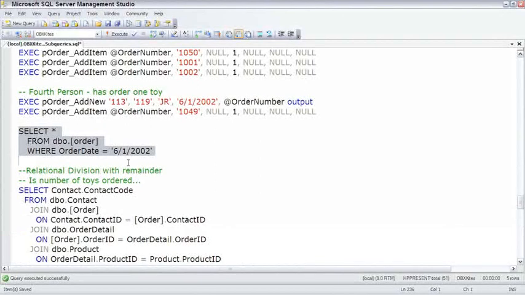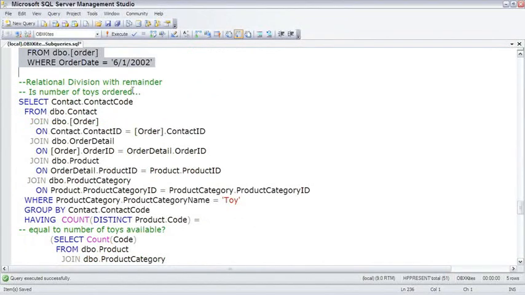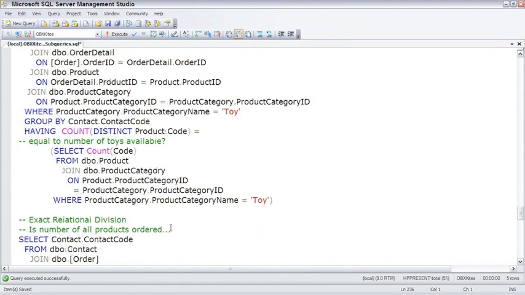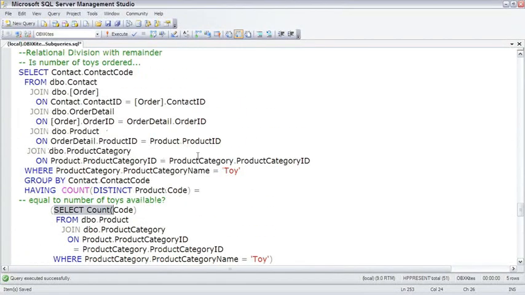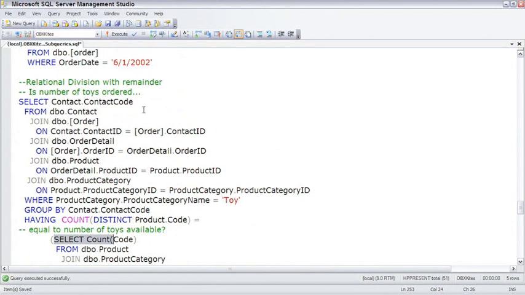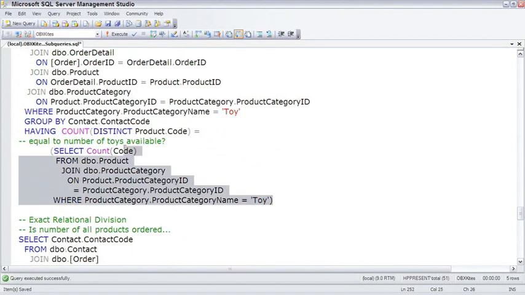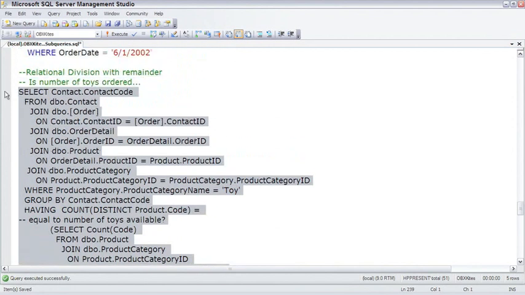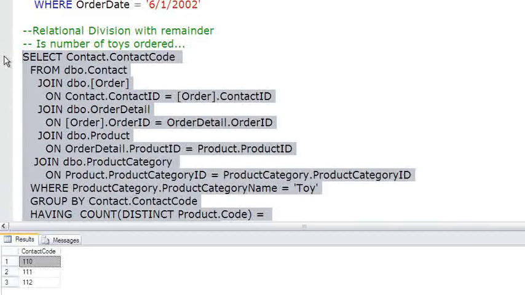So the first relational division query here is with remainder, meaning we're allowed to have other additional items ordered besides just toys. Or in the textbook example, it would find students who have taken every required course and possibly some other electives or other courses as well. So we're basically going to say, is the number of toys ordered equal to the number of toys available? And so this basically does a count, and some of this code references aggregate functions we're going to see in the next lesson. But the key is how the subqueries are being used. So it's saying, is the number of toys ordered equal to the number of toys available? And if so, return that customer. And we find 3 contact people who have ordered the exact number of toys, plus possibly other toys because we said with remainder.